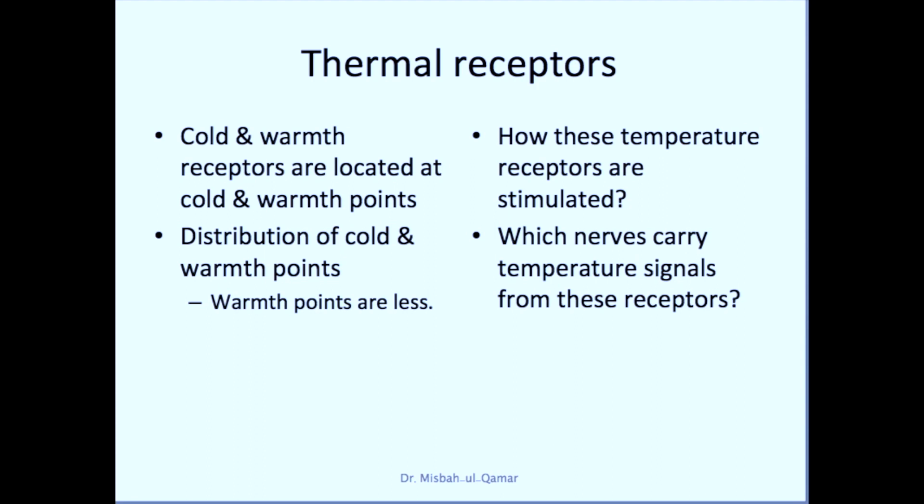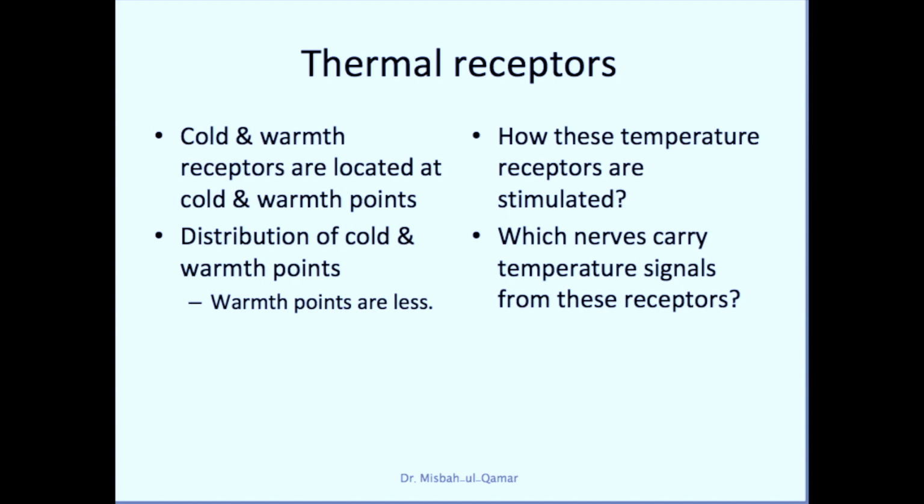Now the next question is how these thermal signals are carried. So I tell you that the warmth signals are received by free nerve endings, and they are transmitted by type C nerve fibers at the rate of 0.4 to 2 meters per second. While the cold signals are transmitted via A delta nerve fibers at the rate of 20 meters per second. Now, there are some cold sensations which are also transmitted in type C nerve fibers. Anyway, all these afferents finally reach the hypothalamus through the spinothalamic tract.